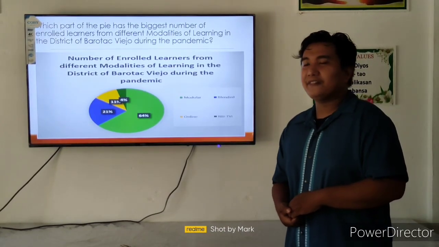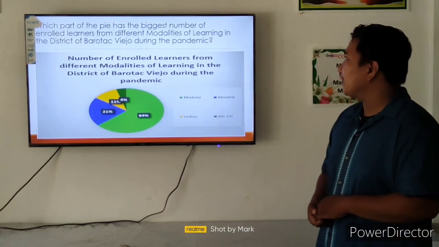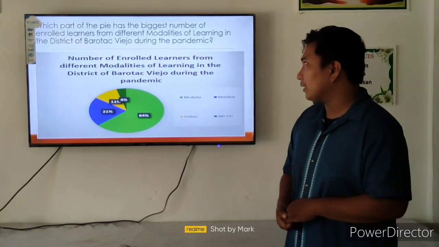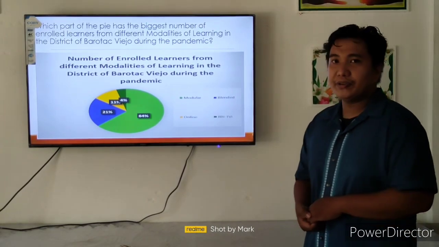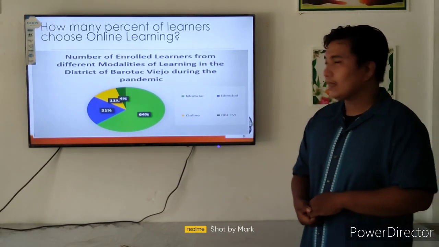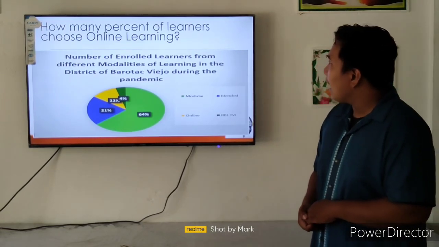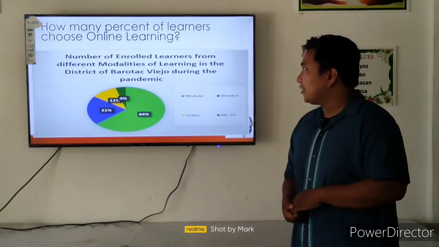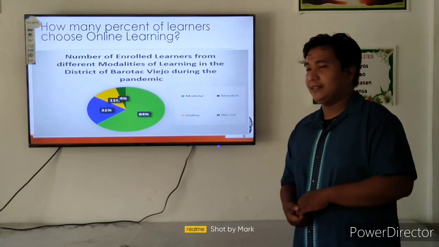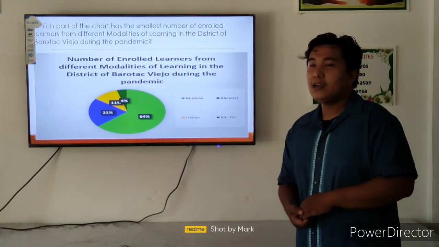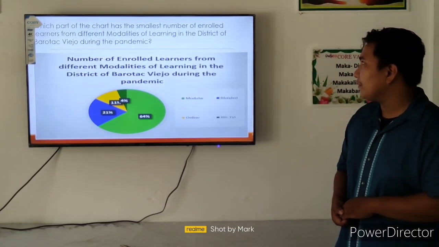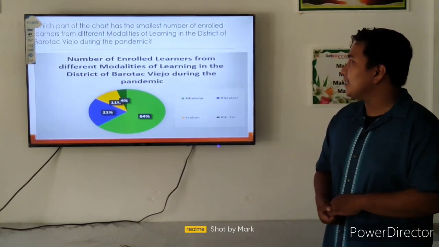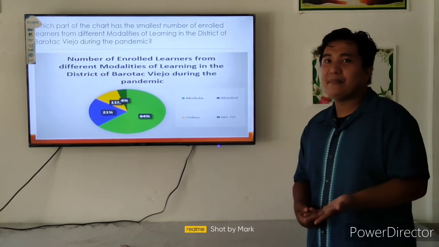Okay, so here is the first question. Which part of the pie has the biggest number of enrolled learners from different modalities of learning in the district of Barotac Viejo during the pandemic? The second, how many percent of learners choose online learning? The third one, which part of the chart has the smallest number of enrolled learners from different modalities of learning in the district of Barotac Viejo during the pandemic?